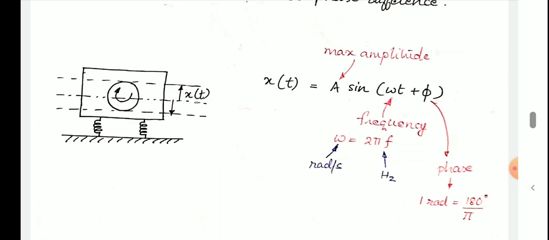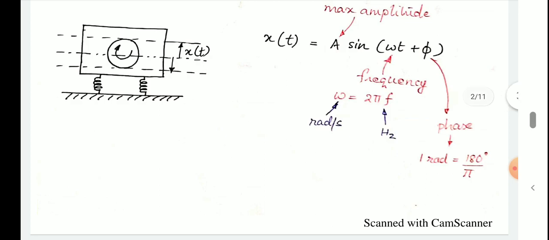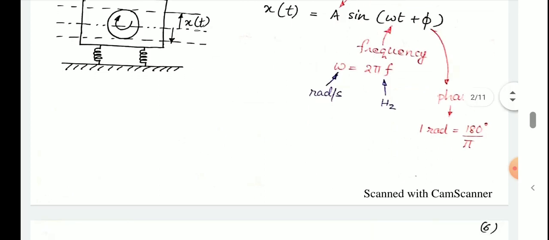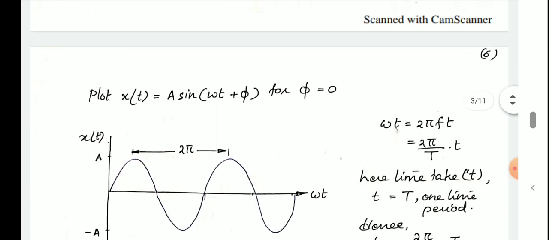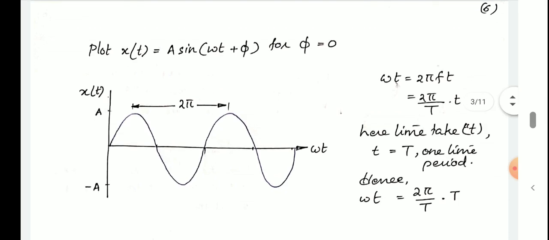The relation between omega and f, which is also frequency in hertz, is given as omega is equal to 2 pi into f, and the term phi always defines the phase difference. Phi, if it is given in radians, we can convert to degrees by multiplying by 180 divided by pi.